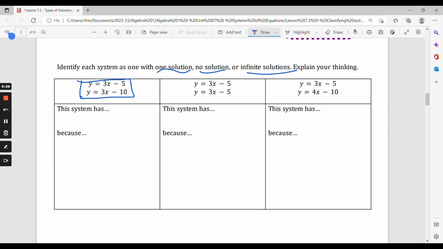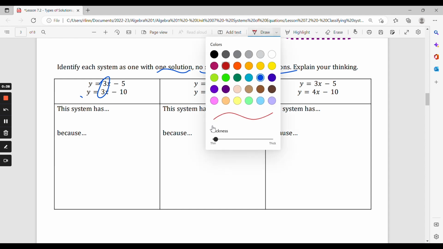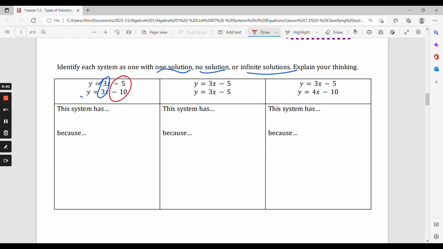So I can see from my slope-intercept form that I have some things that are the same and some things that are different. I can see that my slopes are the same. I can also see that my y-intercepts are different. One of them is -5, one of them is -10.